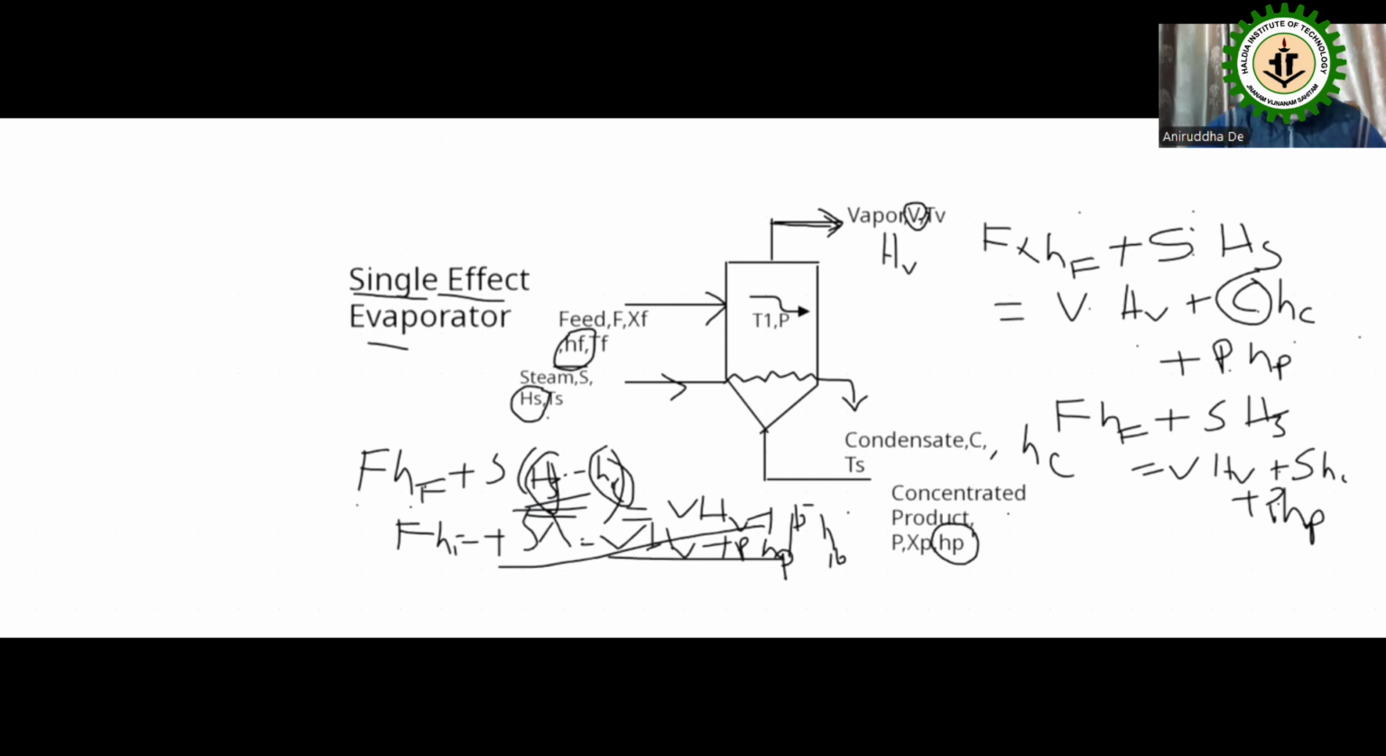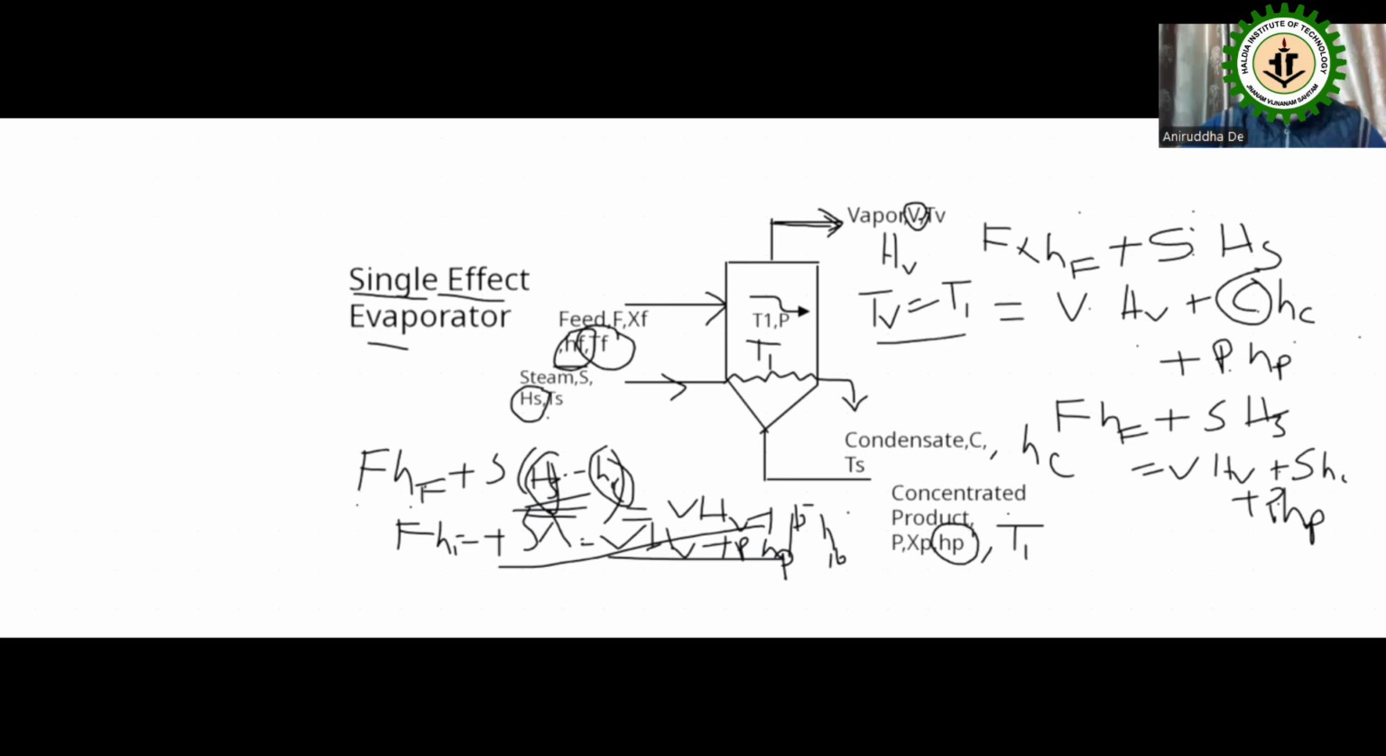Okay, now another thing. The temperature of the feed is TF, and the temperature of the product will be the same as the boiling temperature, the temperature at which it is boiling inside the evaporator. And the temperature of the vapor is also the same, TV will be equal to T1, because vapor at the same temperature will be produced.